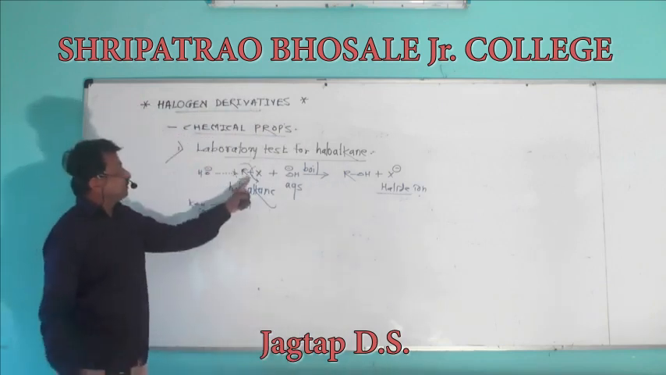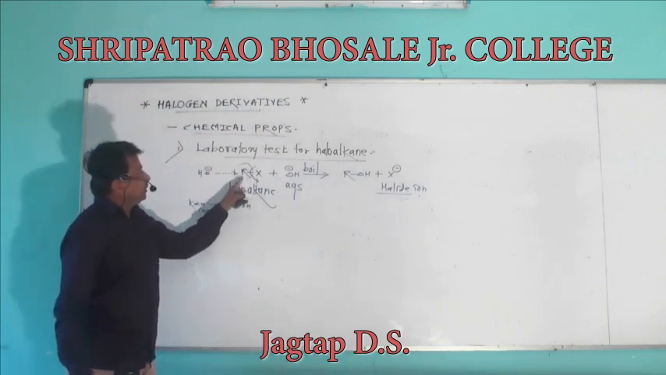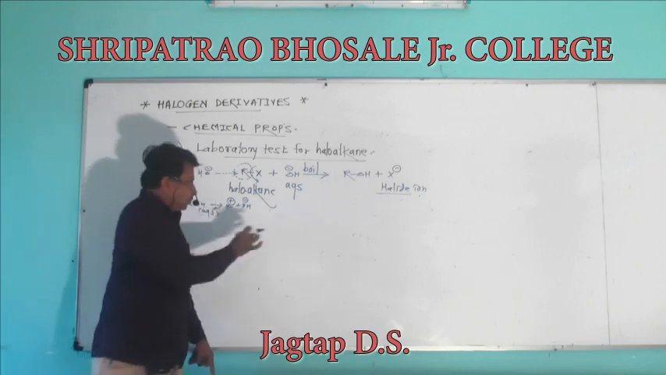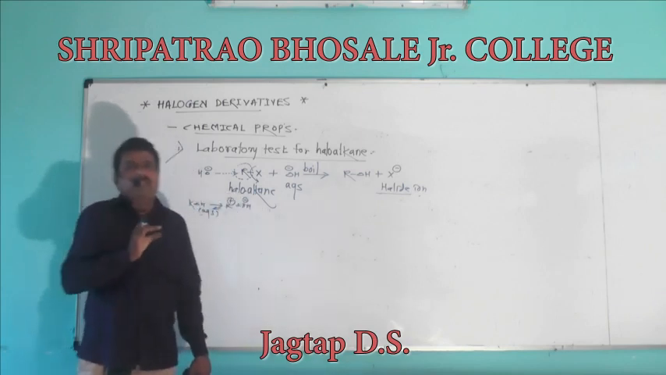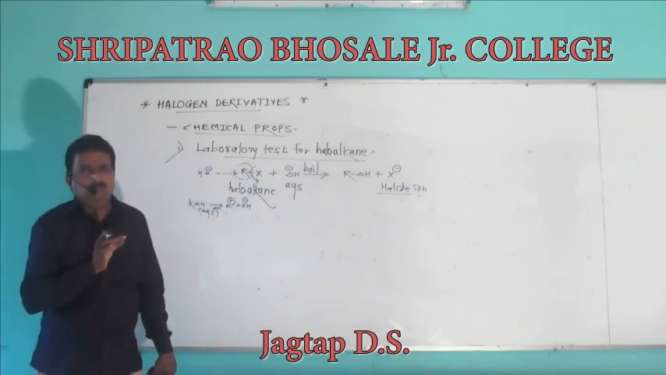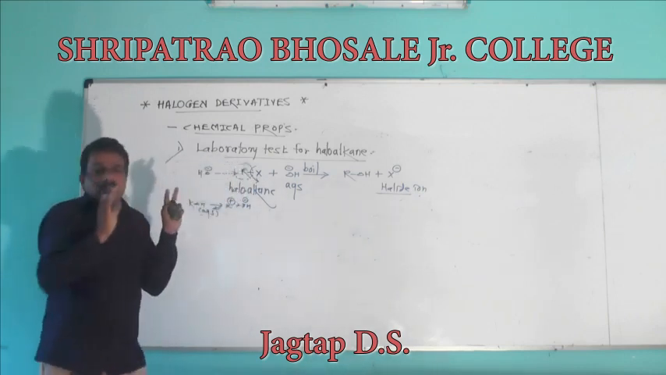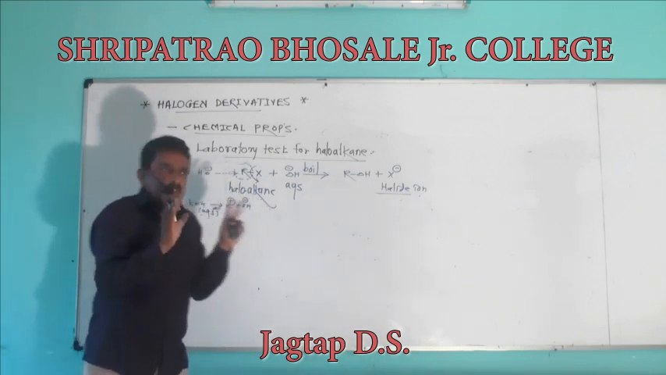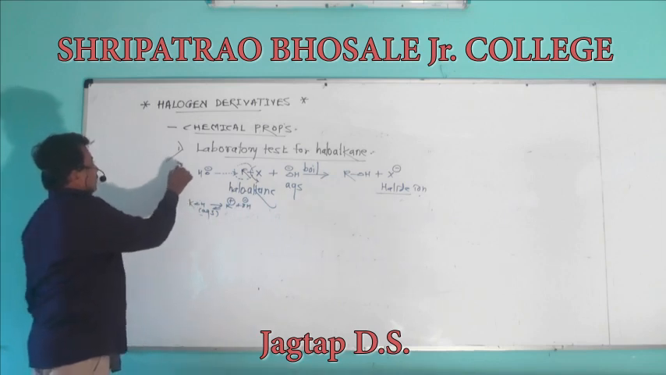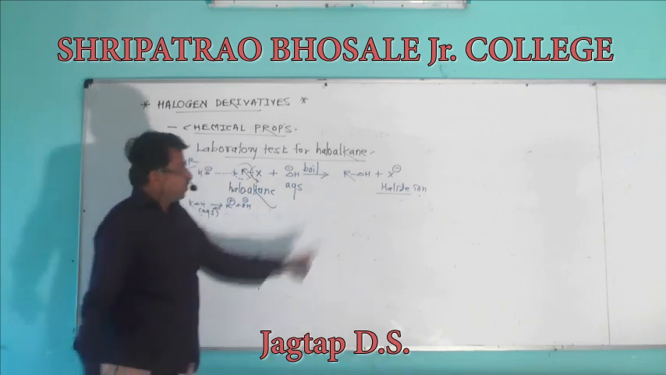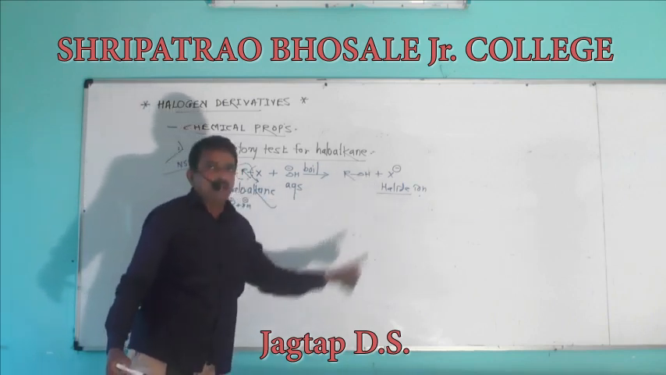In this reaction, the halogen atom of alkyl halide is replaced by the nucleophile, that is OH minus. OH minus acts as a nucleophile. Therefore, this reaction is known as a nucleophilic substitution reaction, to form monohydric alcohol and halide ion.